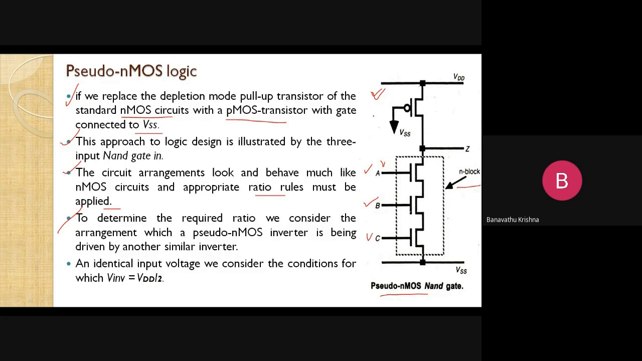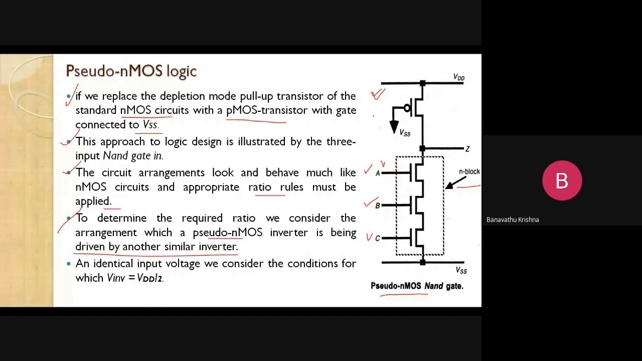So I want to calculate the ratio, that is the pull-up to pull-down ratio. I want to connect these pseudo NMOS logic gates in cascaded form, which means the second device is driven by the first device, because the output of the first device is connected as the input of the second. So it is driven by another similar inverter.